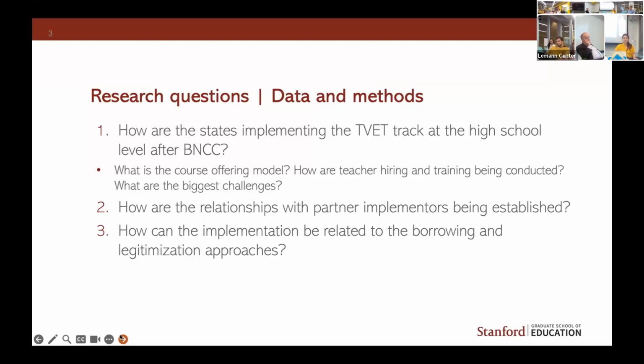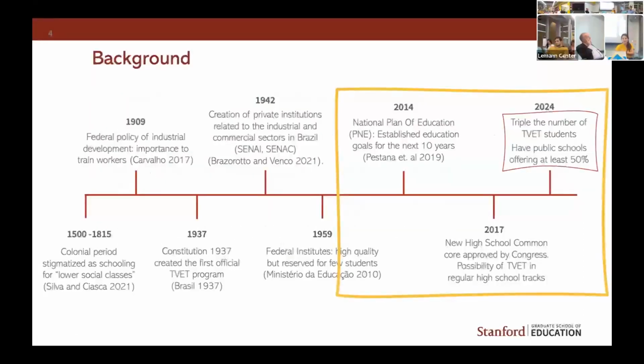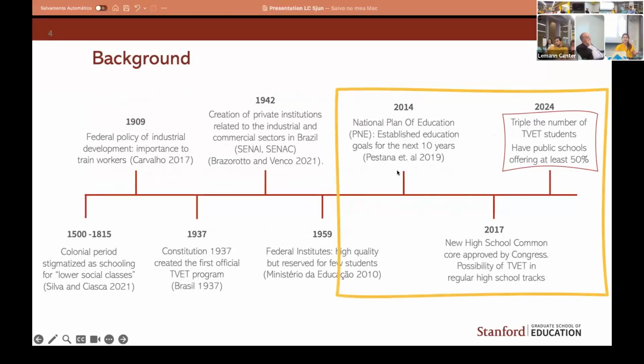And I'm also relating it to my conceptual framework, which is the borrowing and legitimization approach. So here I'm going to give a brief background. In 2014, we had the National Plan of Education, PNE, established in Brazil with plans for the next 10 years. Next year will be the 10th year, 2024. For 2024, the country planned to triple the number of TVET students, with 50% of that in public schools. So we have that scalability to be done that will not be done, just so you know. And in 2017, the new High School Common Core was approved by Congress, with the possibility of TVET being one of the five possible tracks that students could go through.